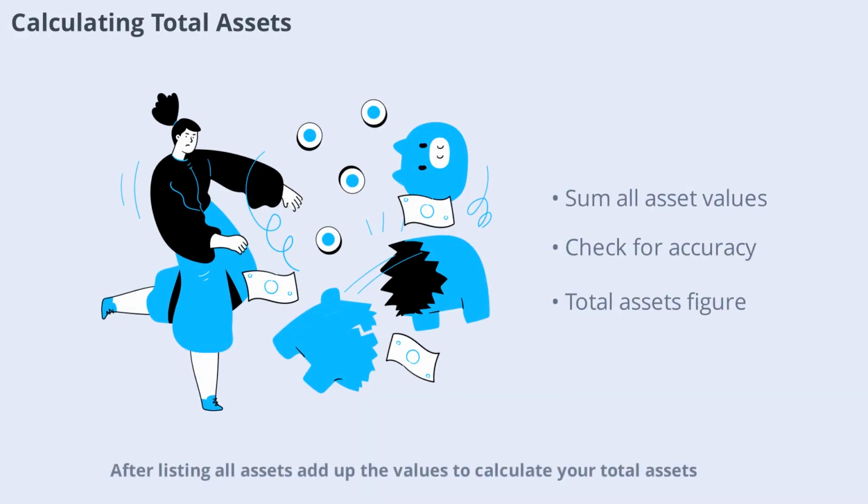After listing all assets, add up the values to calculate your total assets. This figure represents the total resources available to your business. Double-check your numbers to ensure accuracy, as this total will be used to balance against your liabilities and equity. Accurate totals are essential for a reliable balance sheet.